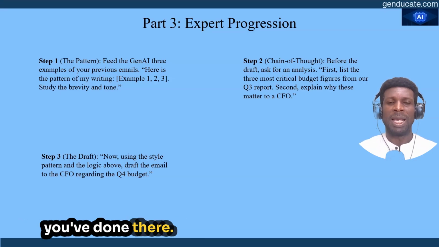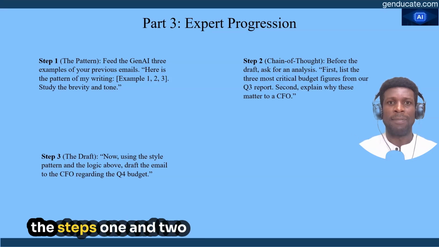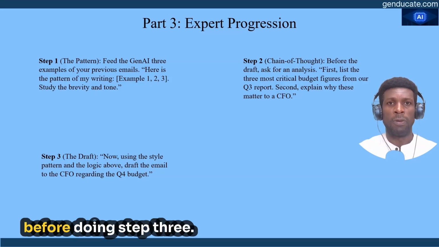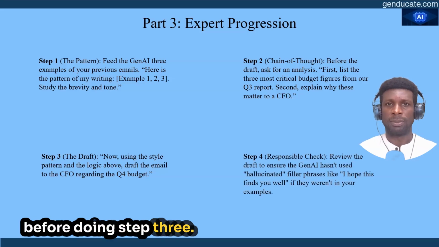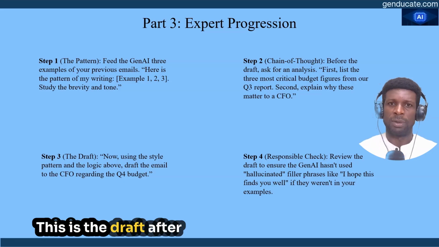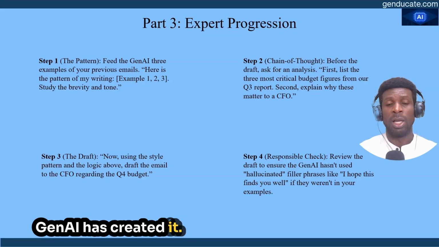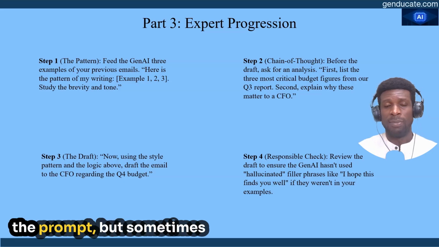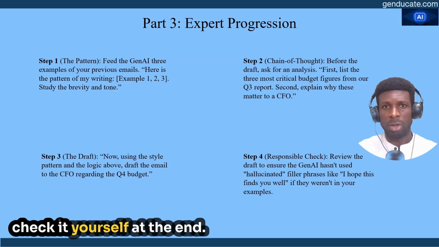You see what you've done there? You've put a lot of you in steps 1 and 2 before doing step 3. Step 4 is the responsible GenAI check. This is the draft after GenAI has created it. You can embed this into the prompt, but sometimes it's just good for you to check it yourself at the end.